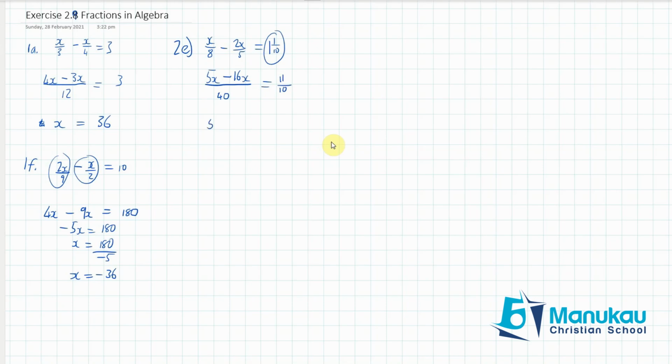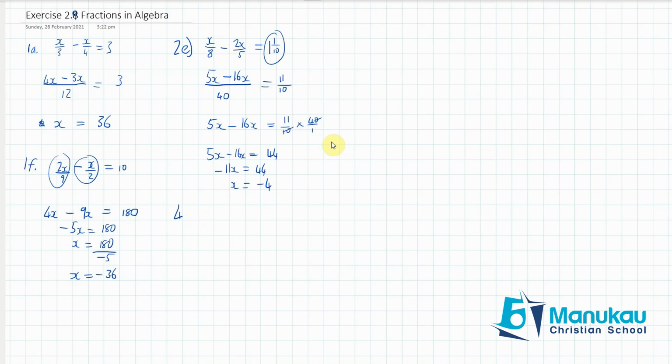Now I'm going to times both sides by 40. And when I do that, so 40 there, you can see that this is going to cancel to 4. So I'm going to get 5x minus 16x is equal to 44. And negative 11x is equal to 44. And so x is equal to negative 4. All right, let's try another one.